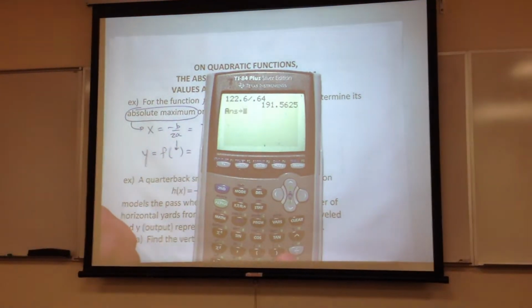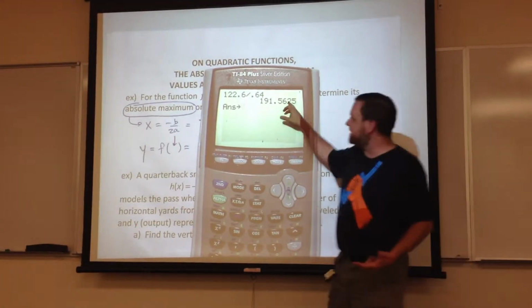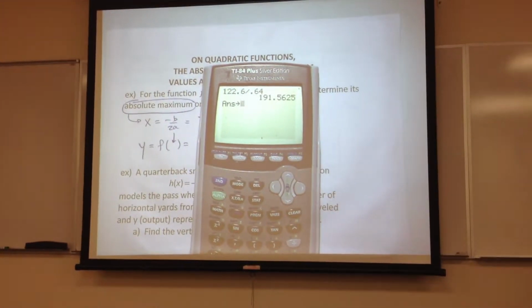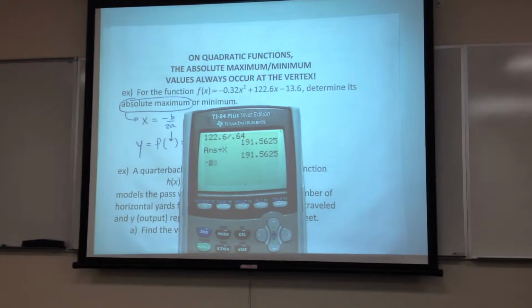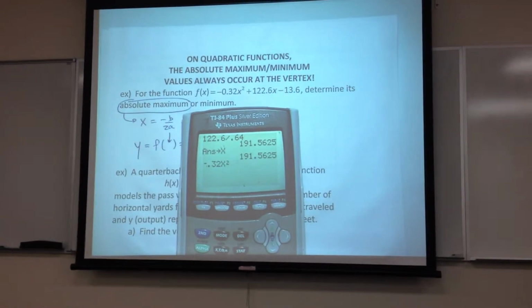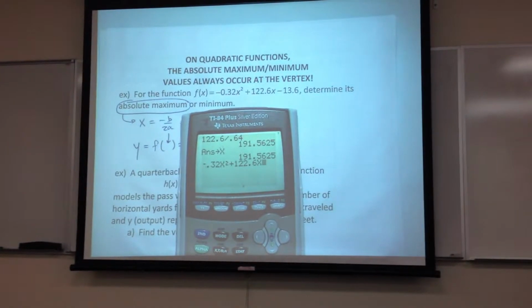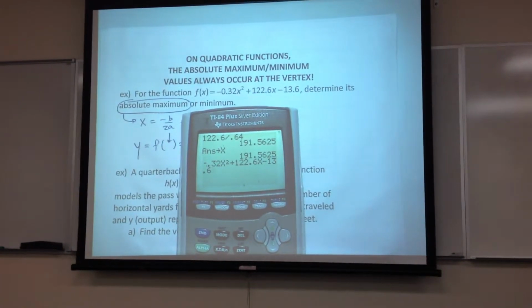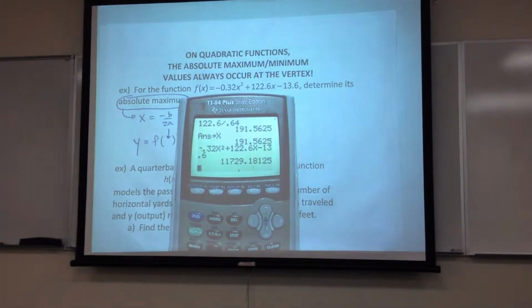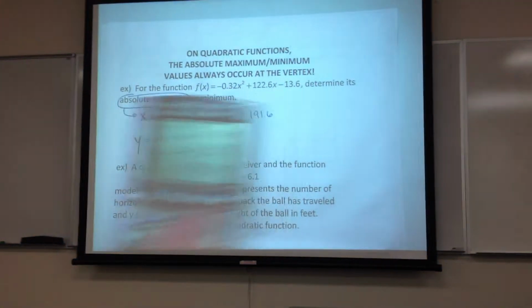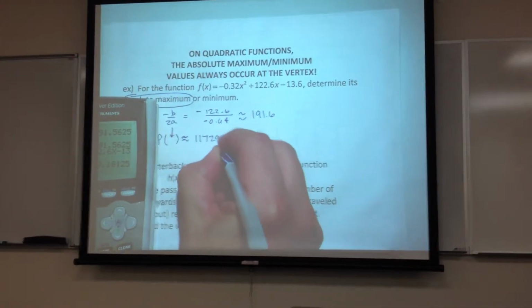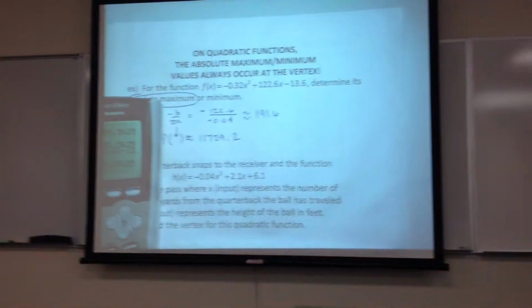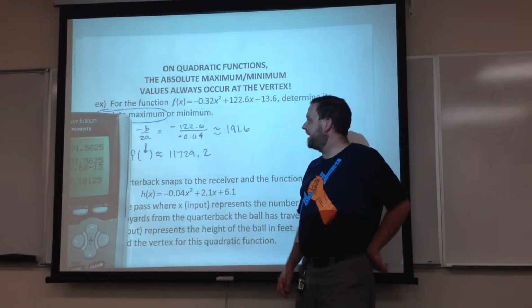On your calculator face, it'll pull up a little answer arrow. It'll store this answer as whatever letter you tell it. And I'm just going to tell it to store it as x. So that way I can type in the calculation from the function right here. Negative 0.32x squared plus 122.6x minus 13.6. And it gives me this as my y-coordinate. It's in the 11,000s. So that's approximately 11,729.2. Again, I'm using the same rounding scheme that I did on the x-coordinate.